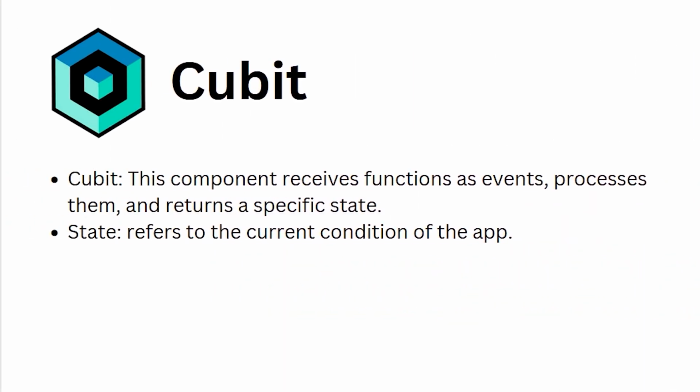And there are two main components of the Cubit. The first one is the Cubit itself, and the other one is the state. The Cubit is the component that receives the functions as events, processes them, and returns a specific state, just like the Bloc, but it has functions instead of events. And state again refers to the current condition of the app at a given point in time.